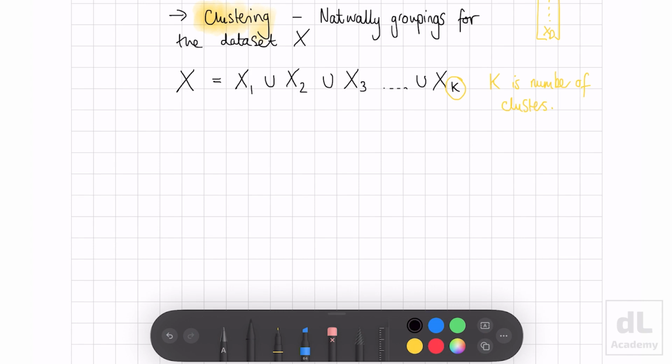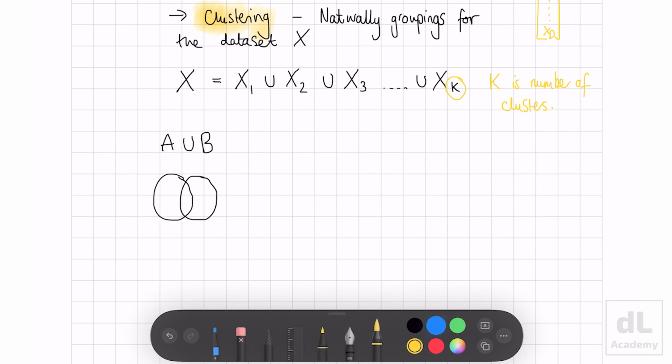If you don't know set notation, it's not complicated. If I've got one set A unioned with another set B, I can draw a little diagram. The union of two sets is everything, all the elements that are included in A and B. So all this says is that our data set X is now made up of K smaller buckets, which contain the elements.